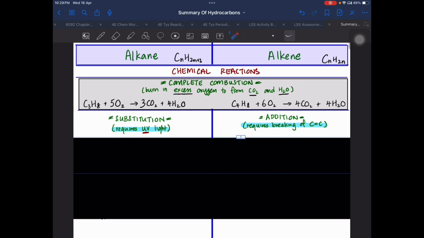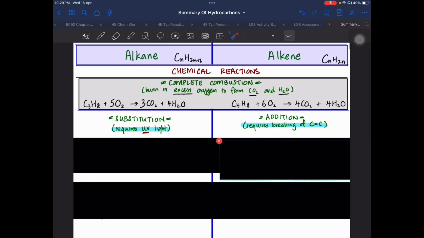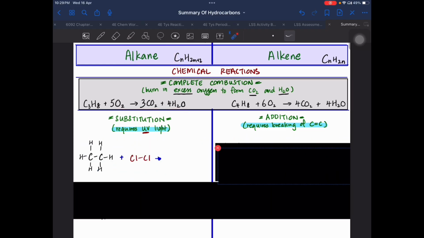For substitution, always remember that you need to have UV light. For addition, always remember that the CC double bond is going to break. This is the reason why addition is only for our alkenes, whereas alkane can only go through substitution. So let's take a quick look at what substitution means, so that hopefully we can run through some examples and make the process a bit clearer.